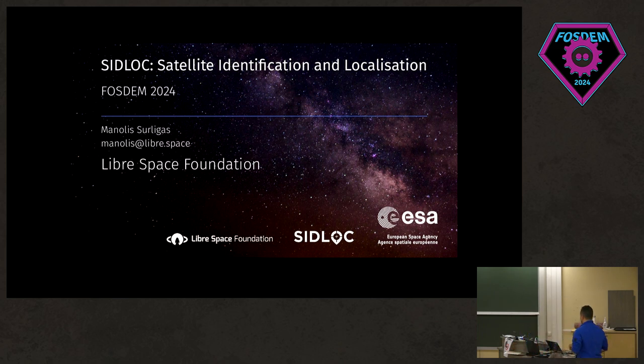So before I start, are you aware of the TLEs, two line elements? How many of you? Okay, a lot of people. So TLEs is two text lines that describe the orbit of an orbiting object.